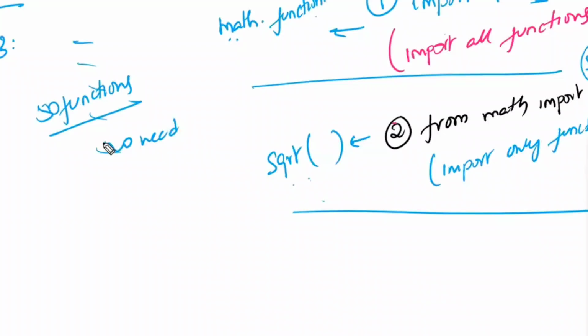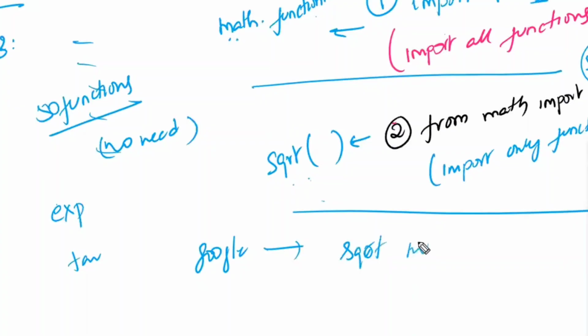Sir, okay, if no need, then how can I know whether exponential or whatever I require is available in the math library or not? Tomorrow I may work on tan theta. Whether tan is available in math or in another module, how can I know? You are going to check in Google. In the company also they will do the same. Just type in Google, I want the square root in Python. If you type, you will get the path. Okay, it is available in math.sqrt.